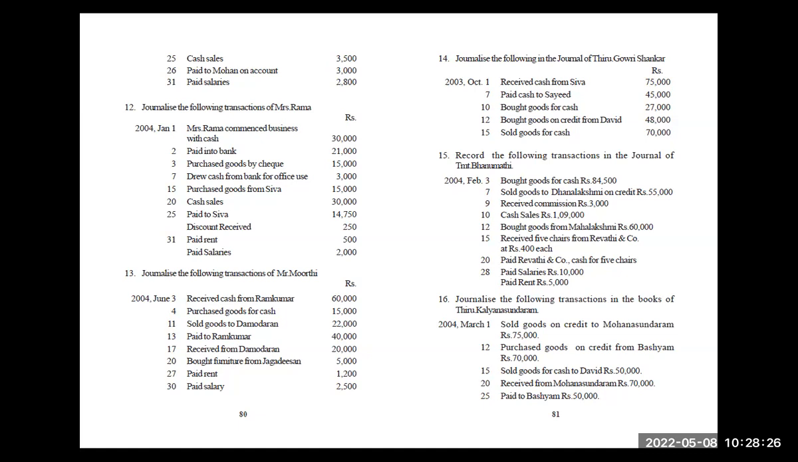Sir, can you please repeat the 20th? I thought you said it the other way. What should be the entry for 20? Received from Mohan rupees 70,000. Cash account debited to Mohan account 70,000 rupees, being cash received from Mohan. Yeah. Last one, Bhashyam account debit to cash 50,000.